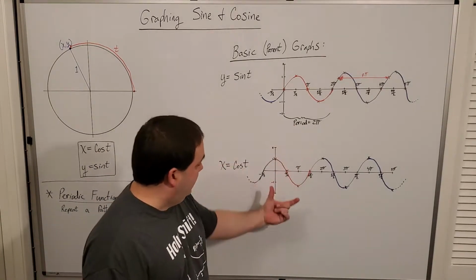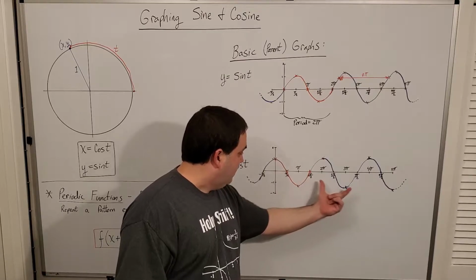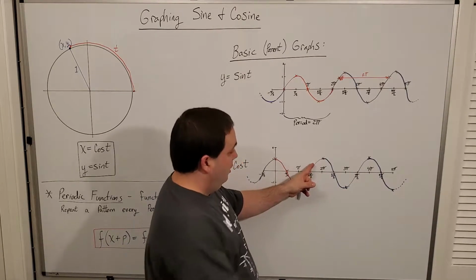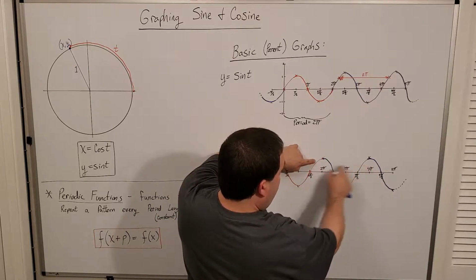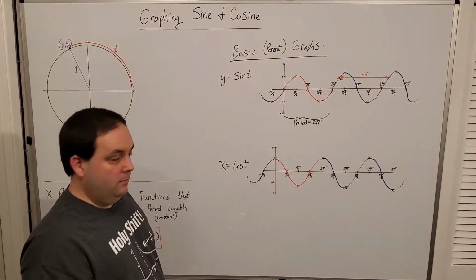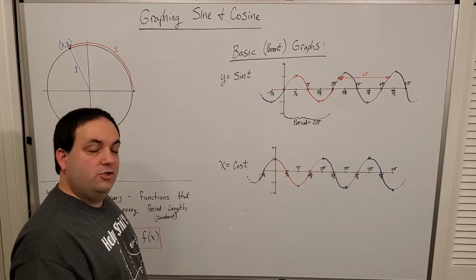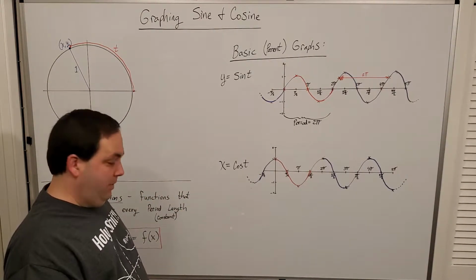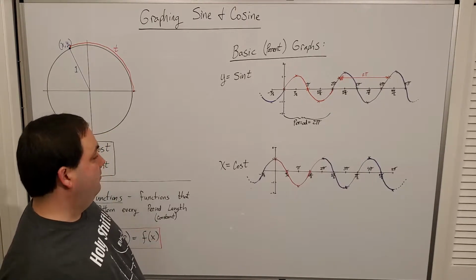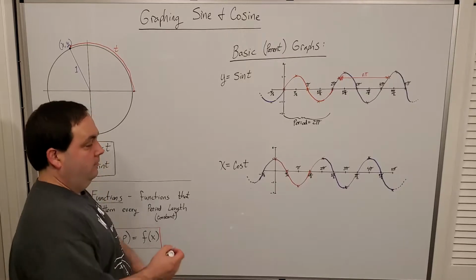The period is 2 pi. And it doesn't matter which point you measure from. If I go from one point to a corresponding point, that distance is going to be a length of 2 pi. The period of this function is 2 pi. It is a periodic function, and the length of that period is 2 pi. So it repeats every 2 pi.